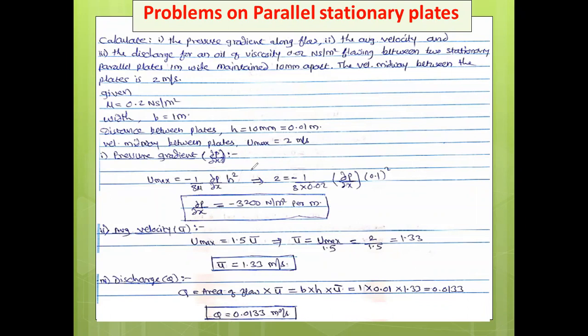Average velocity. We have the relation between maximum velocity and average velocity. That relation is Umax is equal to 1.5 U bar. So Umax is known to you. Put the value of Umax in the equation and find the value of U bar.